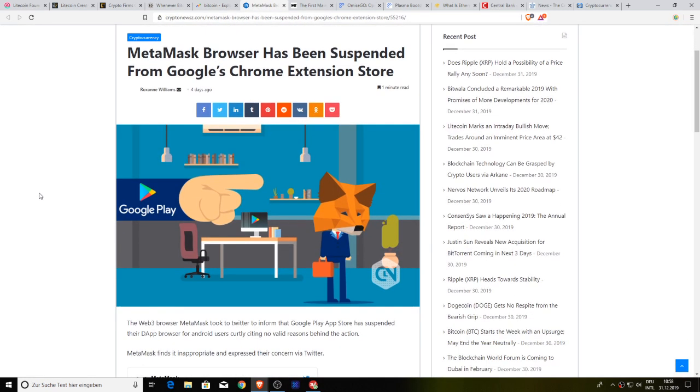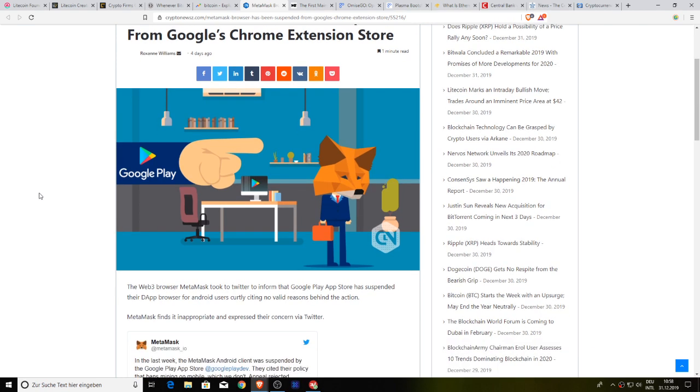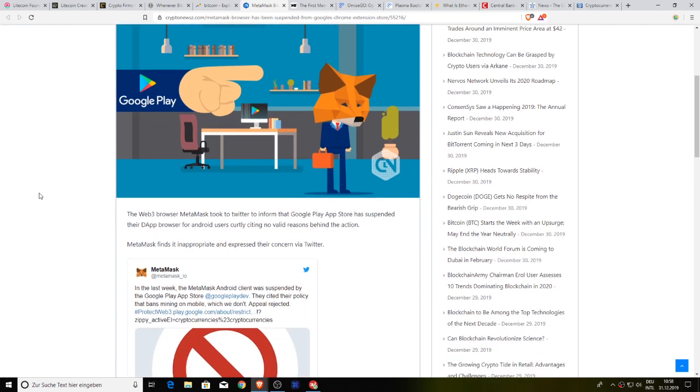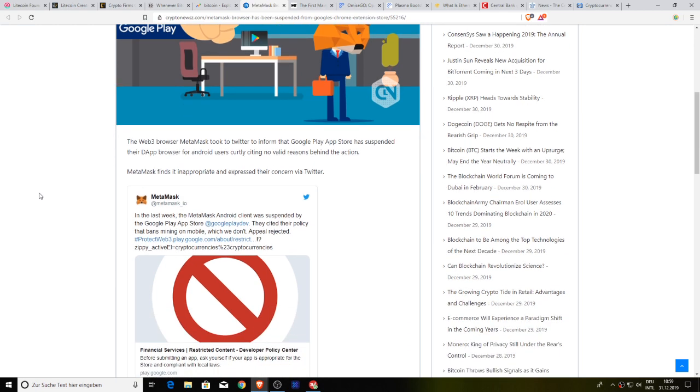Next up, the Web3 browser known as MetaMask took to Twitter to inform that Google Play App Store has suspended their DApp browser for Android users, currently citing no valid reasons behind the action. MetaMask finds it inappropriate and expressed their concern via Twitter. They said in the last week, the MetaMask Android client was suspended by the Google Play App Store. They cited their policy that bans mining on mobile, which we don't. Appeal rejected.